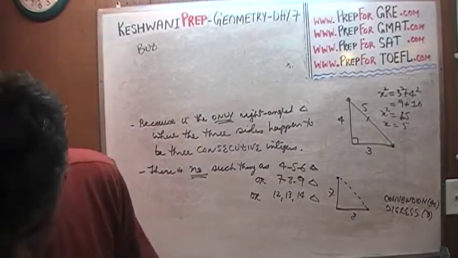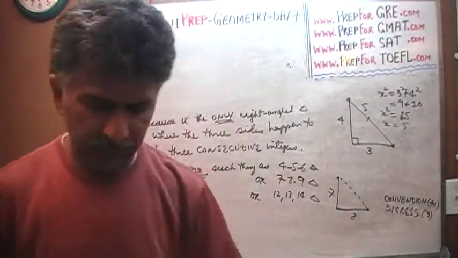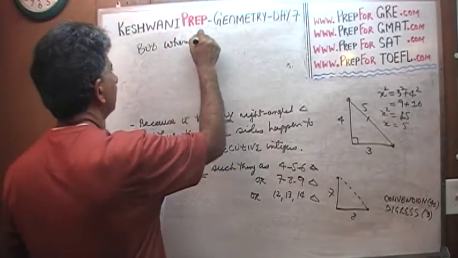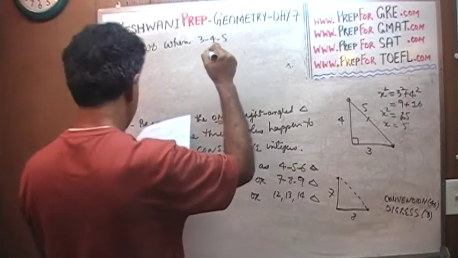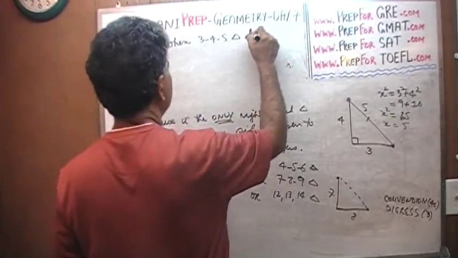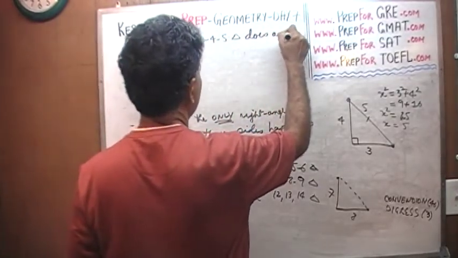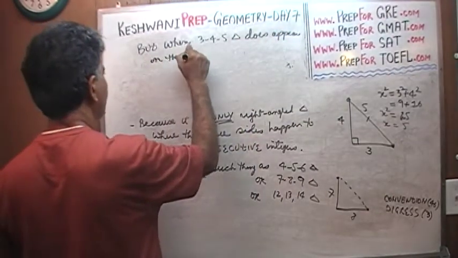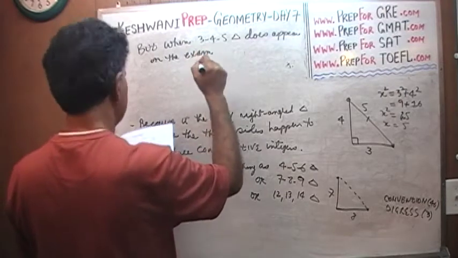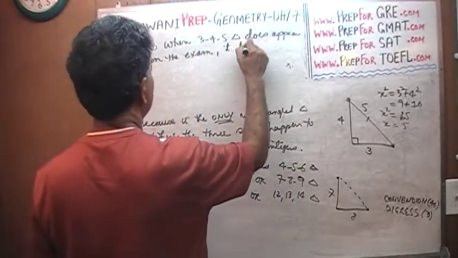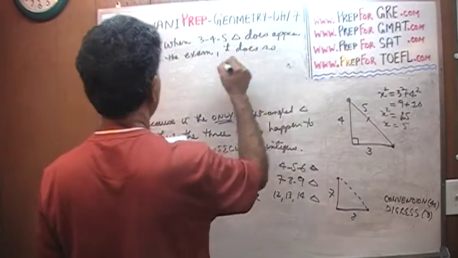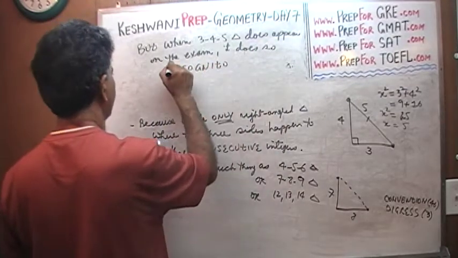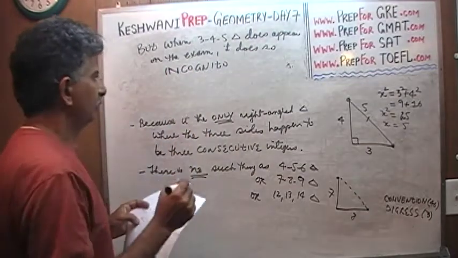But when a 3, 4, 5 triangle does appear on the exam, it does so incognito. It does so incognito.